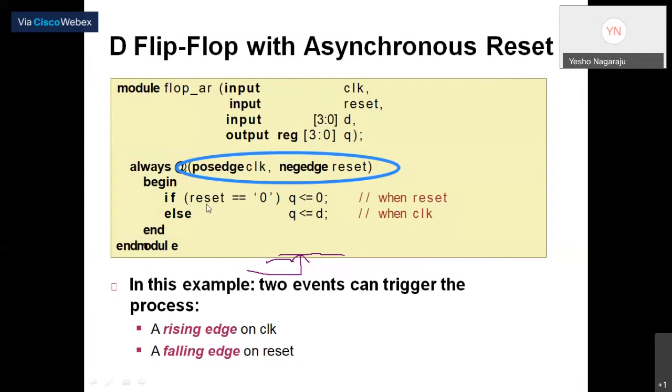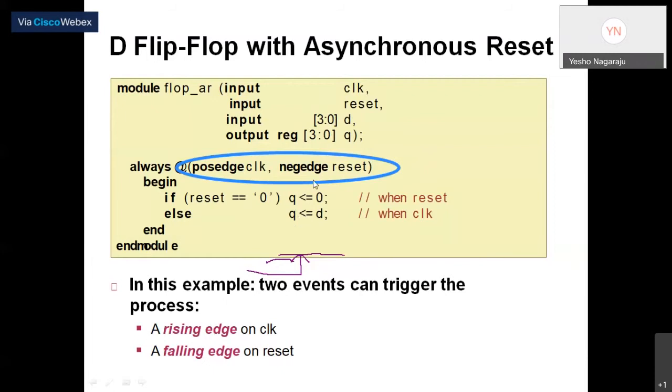Let us see the behavior of it in the always statement. At the rising edge of the clock or negative edge of the reset, if reset is zero, meaning reset going low, then the output is assigned zero. Otherwise, when reset is not zero, Q is getting D, or D goes to Q. It's as simple as it is. So this is a pretty simple description of a D flip-flop with asynchronous reset.